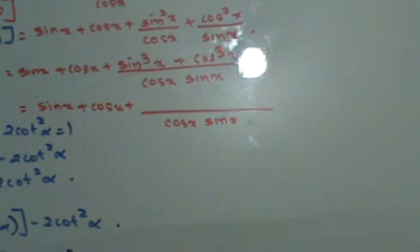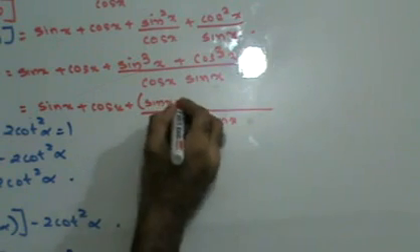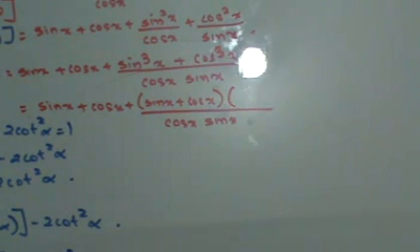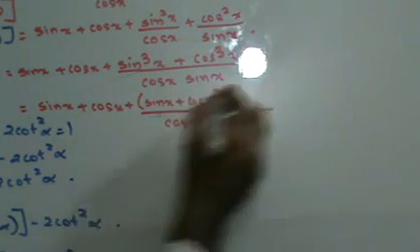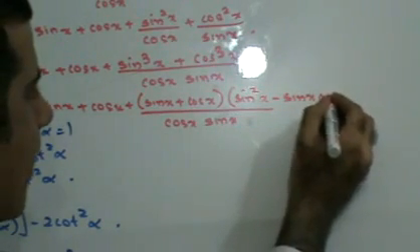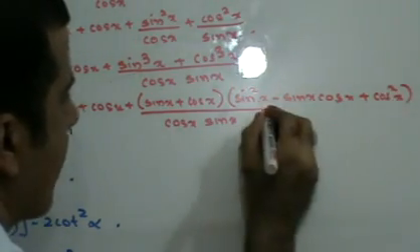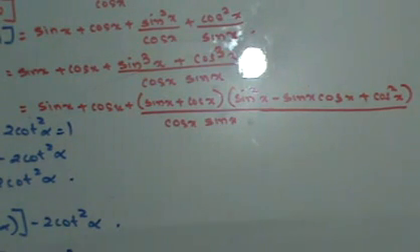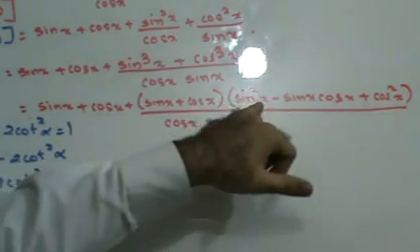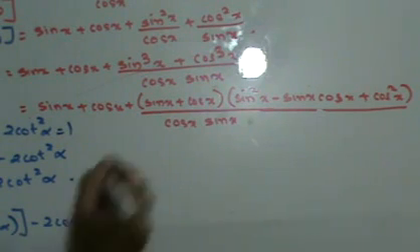A cube plus b cube is, no, I'm going to use the formula a cube plus b cube is a plus b into a square minus ab plus b square. I'm using the formula, guys. A cube plus b cube is a plus b into a square minus ab plus b square. Fine, do we get this thing here?